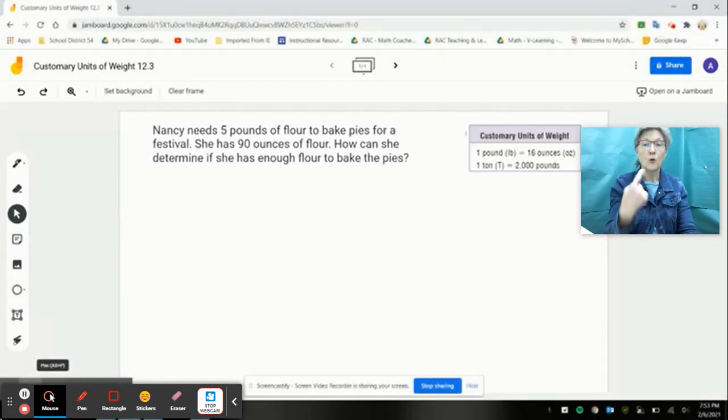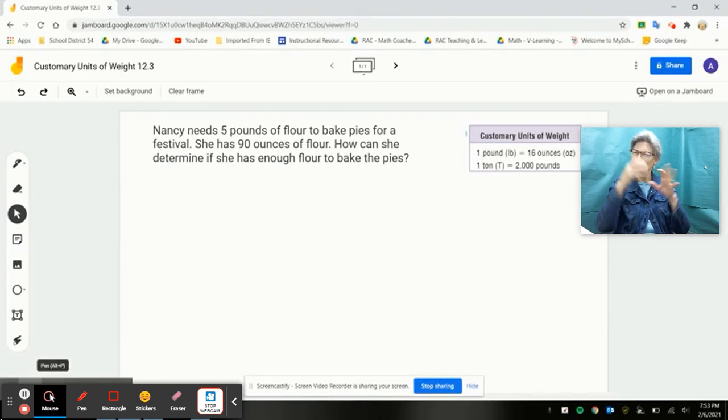Another customary units of weight problem with a different strategy. Let's take a look at our problem. Nancy needs 5 pounds of flour to bake pies for a festival. She has 90 ounces of flour. How can she determine if she has enough flour to bake the pies?